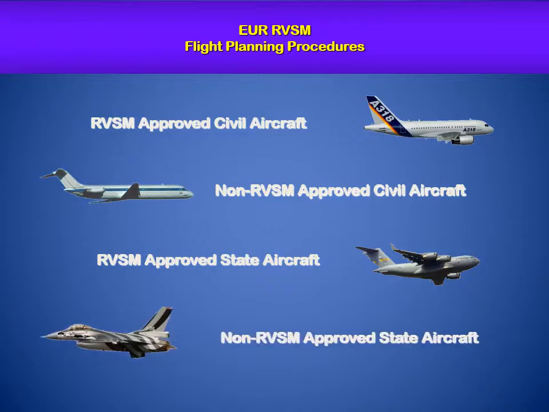Non-RVSM approved state aircraft. Operators of non-RVSM approved state aircraft with a requested cruising level of flight level 290 or above are required to insert the letter M in item 8 and STS/NONRVSM in item 18 of the ICAO flight plan form, but they are not to insert the letter W in item 10.